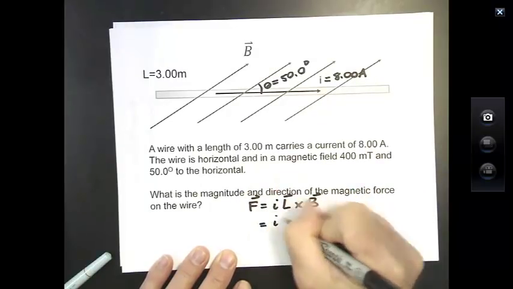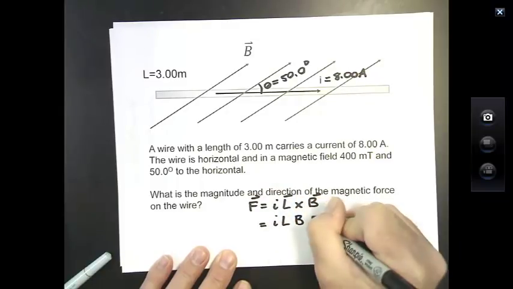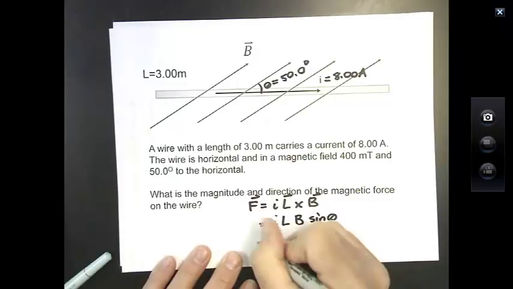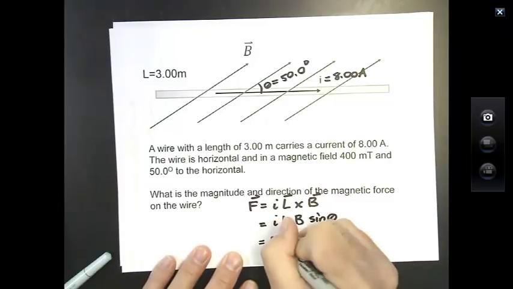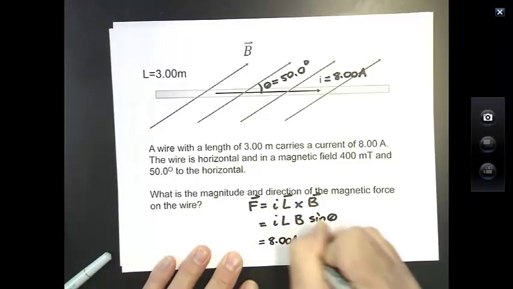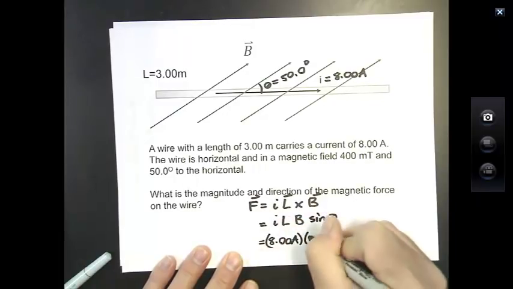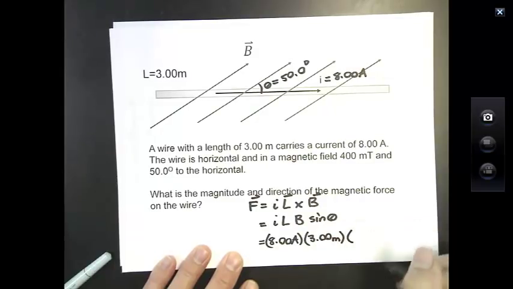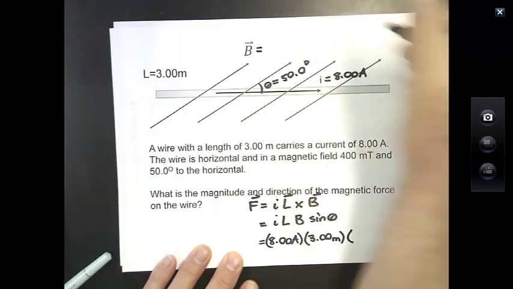That is ILB times the sine of the angle between L and B. So this becomes rather simple. We've got 8 amps of current. We've got a length of 3 meters. We have a B field of 400 milliteslas. Forgot to write that down.